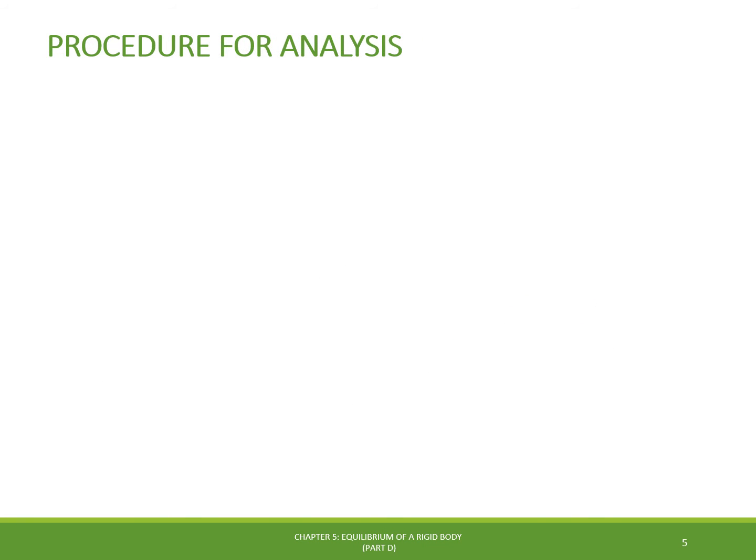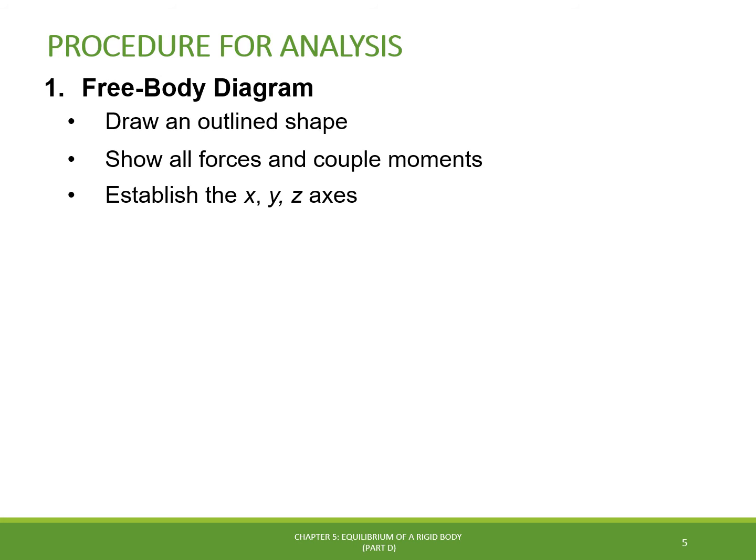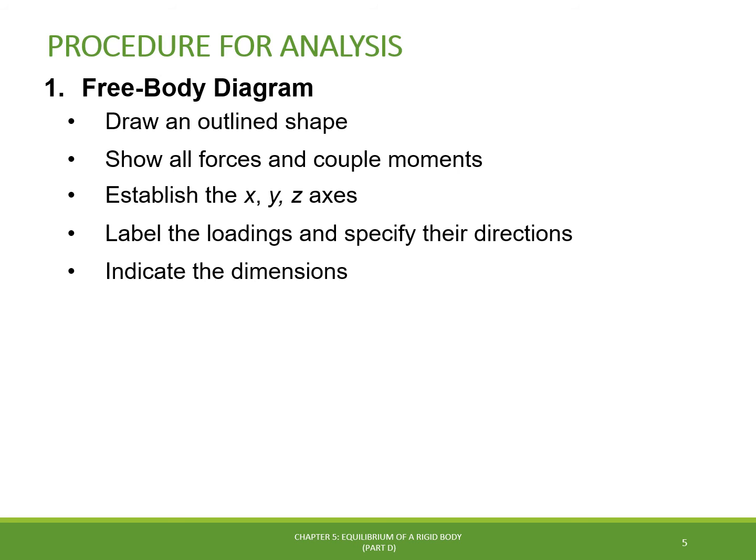Let's now summarize the procedure of analysis for rigid body equilibrium problems in 3 dimensions. First, we should start with the free body diagram by drawing an outline shape of the body, showing all forces and couple moments acting on the body, establishing the origin of the X, Y, and Z axes at a convenient point and orienting the axes so that they are parallel to as many of the external forces and moments as possible, labeling all loads and specifying their directions, and indicating the dimensions of the body necessary for calculating the moments of forces.